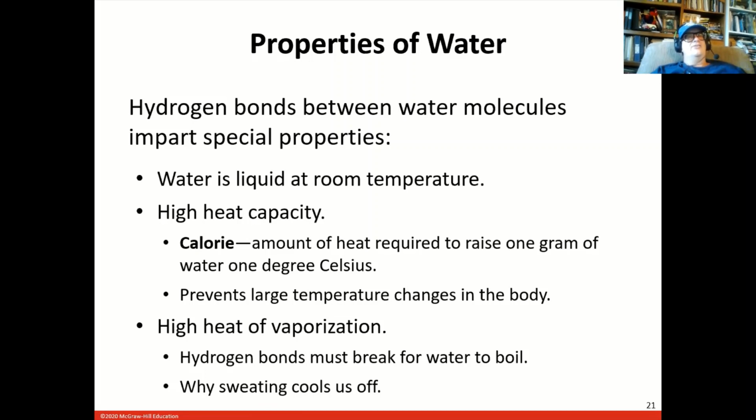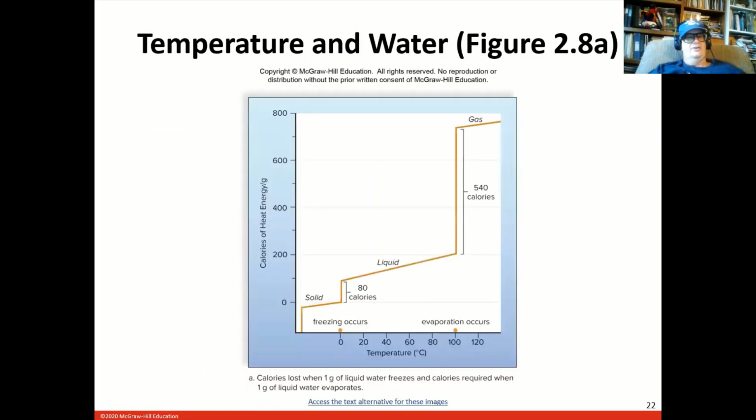Because water has lots of hydrogen bonds, if you want to go from a solid to a liquid, you have to put a lot of heat in because you got to break a lot of bonds. If you want to go from a liquid to a gas, you got to put a lot of heat in because you got to break a lot of bonds. All right.